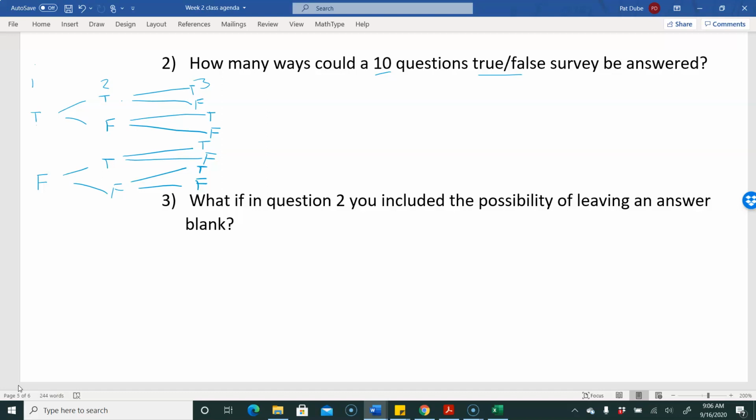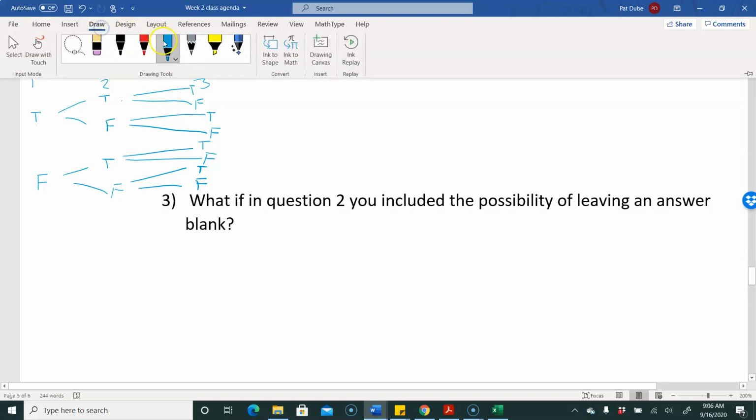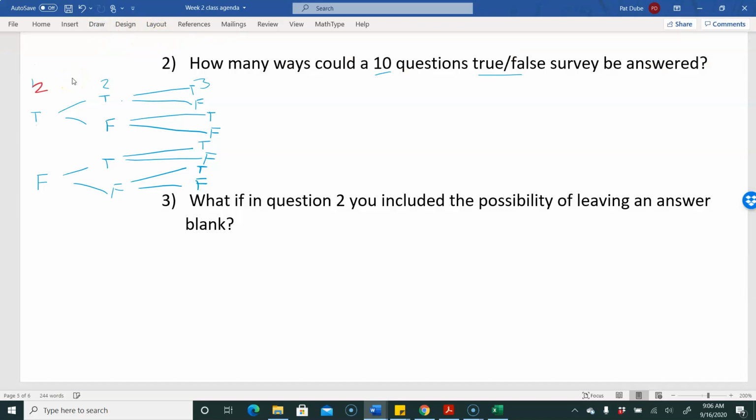So how many choices for the first one? There were 2 choices for the first one. How many choices for the second one? There were 2. How many choices for the third? There were 2. And you're going to multiply every time you get one more question. The number of choices for each question remains at 2, but the number of paths you end up with grows. So here I have 1, 2, 3, 4, 5, 6, 7, 8. No coincidence, that's 2 to the third. At the end of the third question, I have 8 paths. So for 10 questions, I'm going to have 2 to the 10th possible ways to answer that.